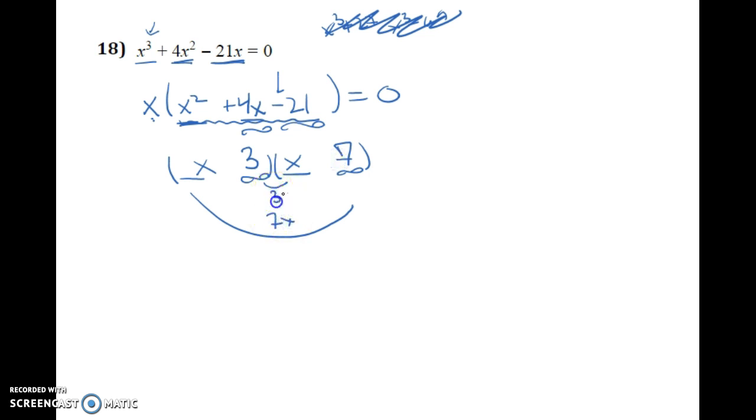I know they're going to have opposite signs because it needs to make a negative 21, and I want them to combine to make a positive 4. So this should be positive, this should be negative. So really the first part of this is just factoring, which we've been practicing.